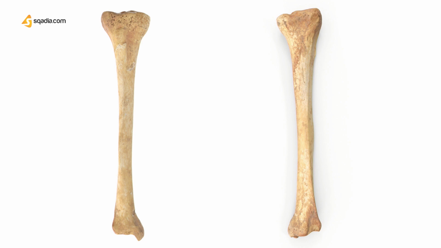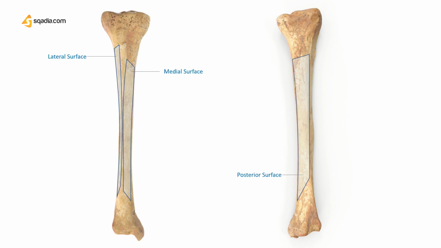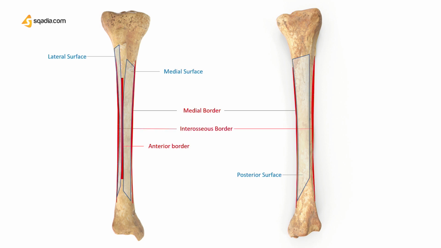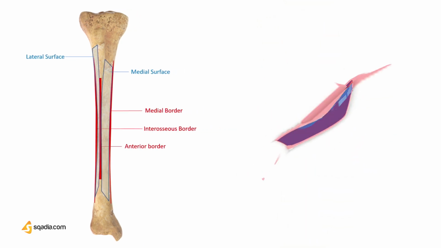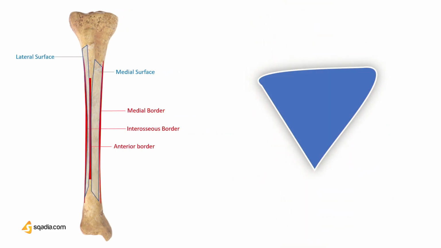The shaft of the shin bone is triangular in shape. It contains three surfaces: medial, lateral, and the posterior surface, and three borders: anterior, medial, and interosseous border. To have a better understanding, assume that this triangle is the cross-sectional view of the tibia shaft.